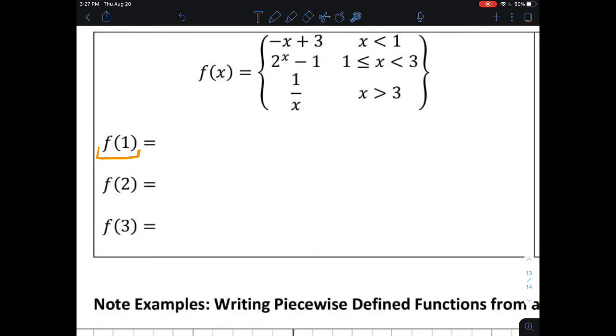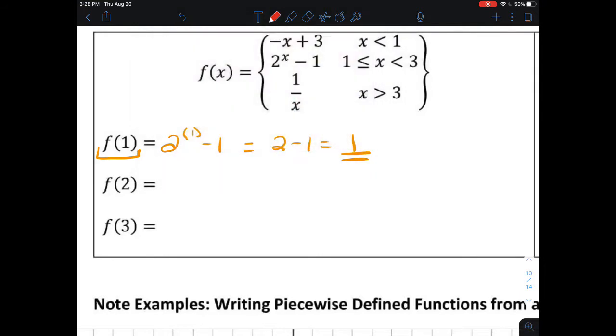So what you do is you go inside of f, and look at the intervals. Where am I allowed to put 1? Well, this top equation can only be used for x values that are less than 1. This middle equation says if x is greater than or equal to 1 and less than 3, I can use this middle equation. So that's the equation we're going to use. We would take 2 to the x power minus 1, put in the 1 for x, and simply evaluate. So f of 1 for this piecewise defined function is just 1.